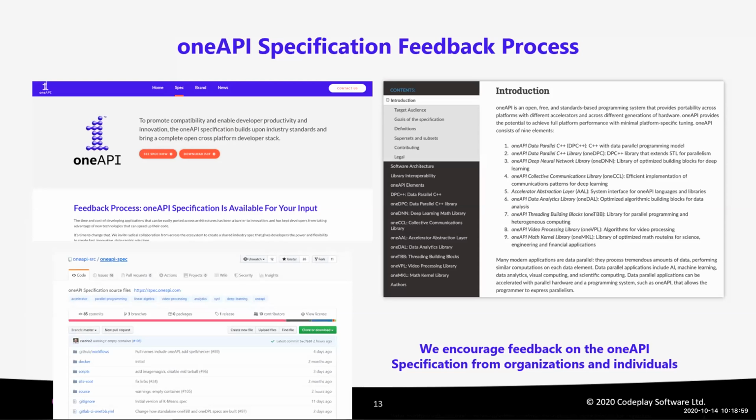So there is a oneAPI feedback process that you can go to. You can look at that on the slide afterward. We do encourage this feedback.